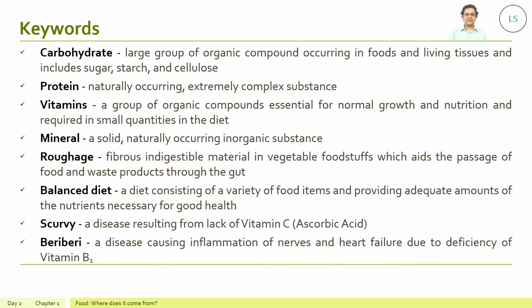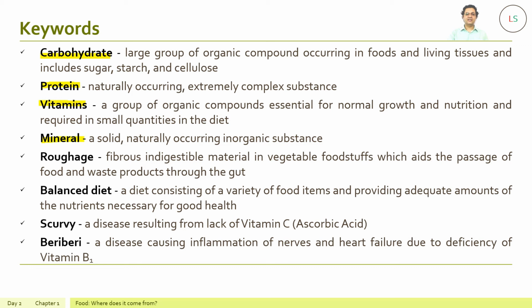There are few keywords from the chapter. Let's discuss them one by one. The first one is carbohydrate, which is a large group of organic compounds occurring in foods and living tissues, which includes sugar, starch, and cellulose. Protein, which are naturally occurring and extremely complex substance. Vitamins, a group of organic compounds essential for normal growth and nutrition and required in small quantities in the diet.